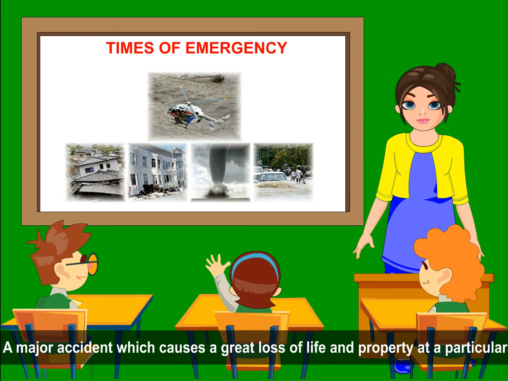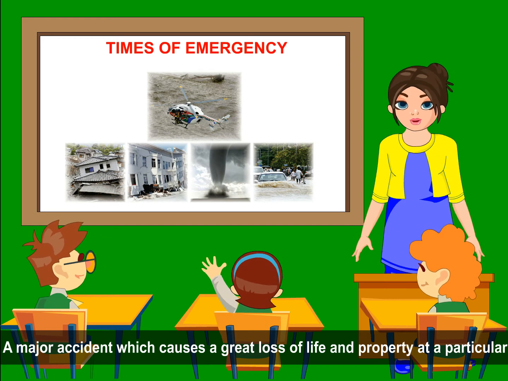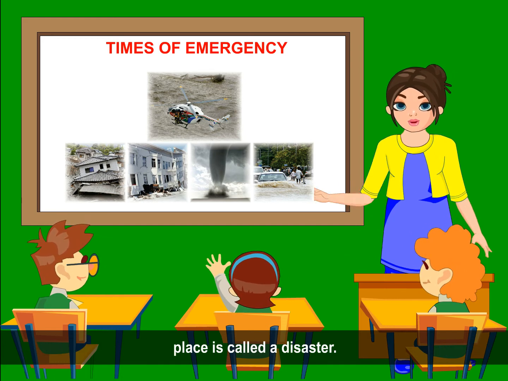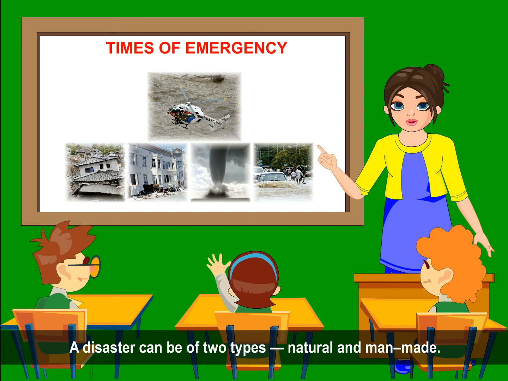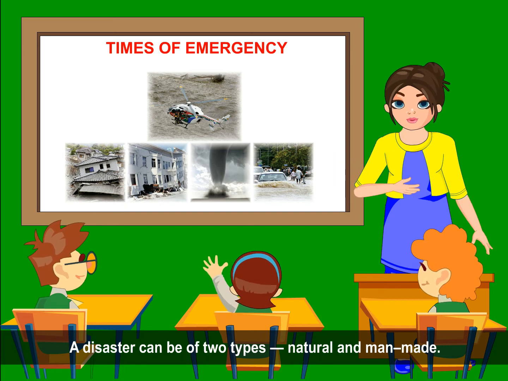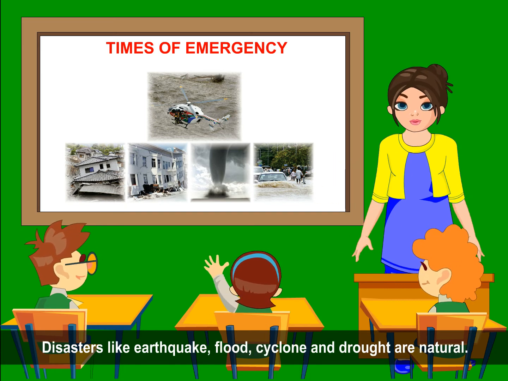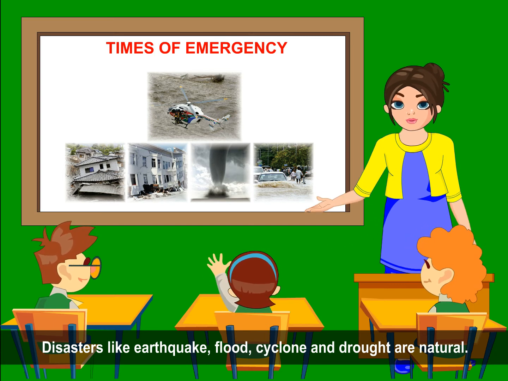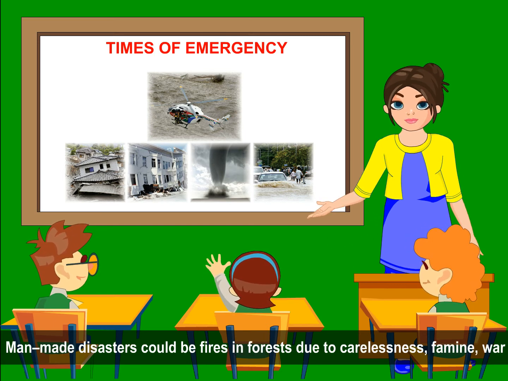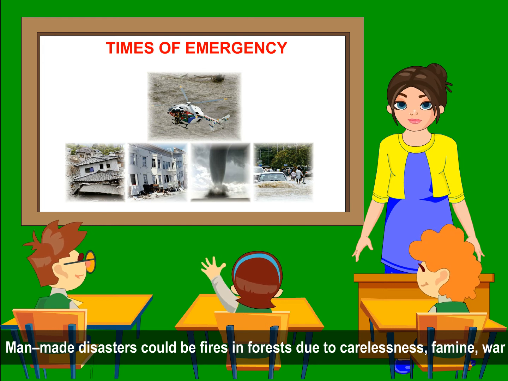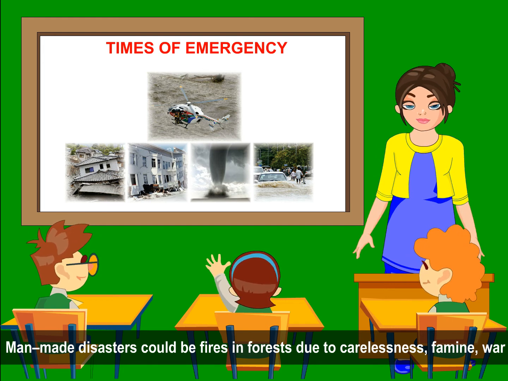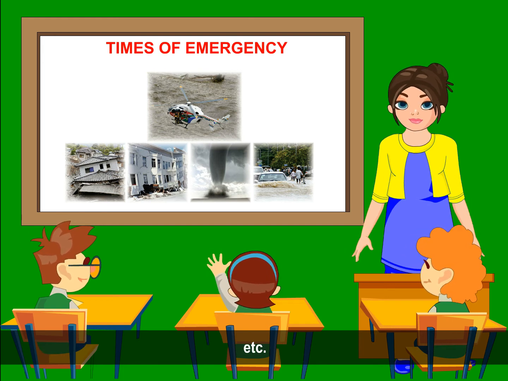Times of emergency. A major accident which causes a great loss of life and property at a particular place is called a disaster. A disaster can be of two types, natural and man-made. Disasters like earthquake, flood, cyclone, and drought are natural. Man-made disasters could be fires in forests due to carelessness, famine, war, etc.